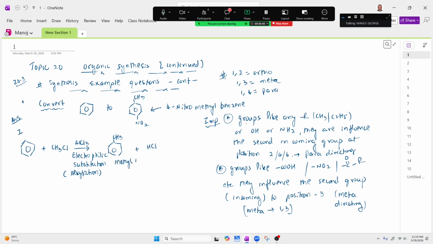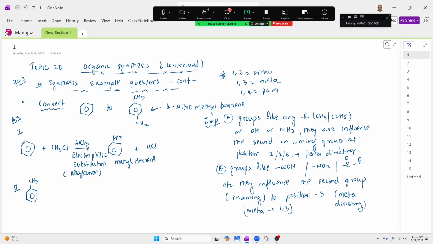Now what do I do? Anyone has a suggestion? I got my methyl benzene. What should be my next step? What do I react this with? Or can you tell me what could be the name of the reaction at least? Write the name of the reaction in the Zoom chat. That will be easy for you. If you know the name of the reaction, it means you know the reaction.